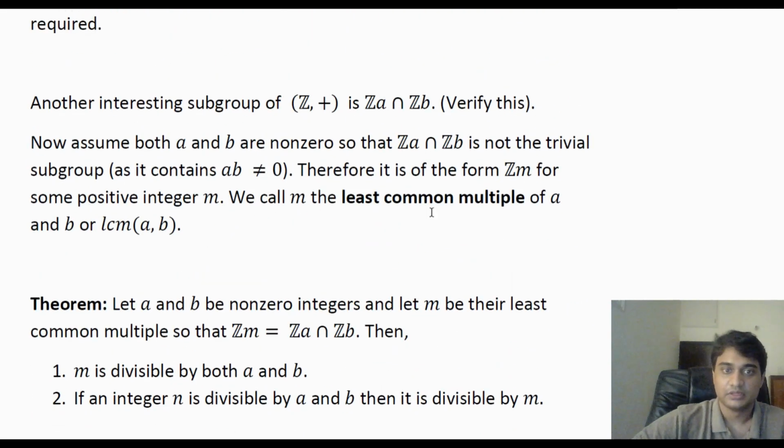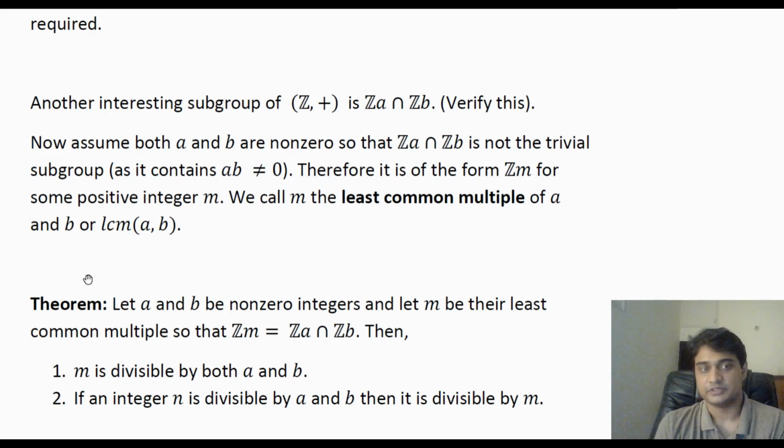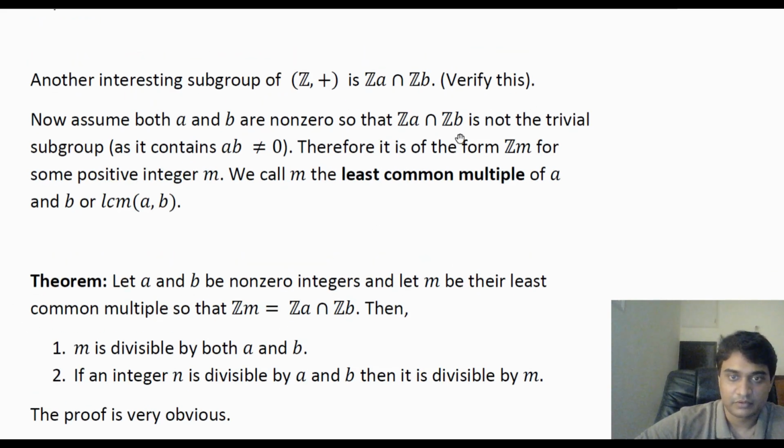Since it is not a trivial subgroup of the integers, it has to be of the form Z times M for some positive integer M, right? And we define this integer to be the least common multiple of A and B, or LCM(A, B). So why do we call this the least common multiple? It is clear from the next theorem, which is a very simple theorem. ZA intersection ZB is not a trivial subgroup, and we are talking about two integers A and B which are both non-zero.